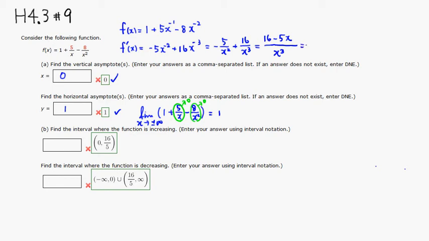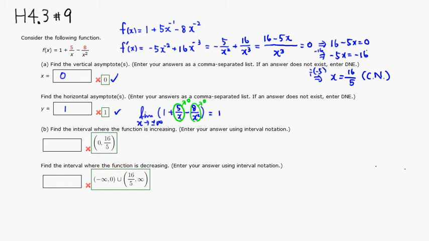We can set that equal to 0, so we set 16 minus 5x equals 0. Subtract 16 from both sides: negative 5x equals negative 16. Then we can just divide through by negative 5 to get x equals 16 over 5. So this is the critical number.